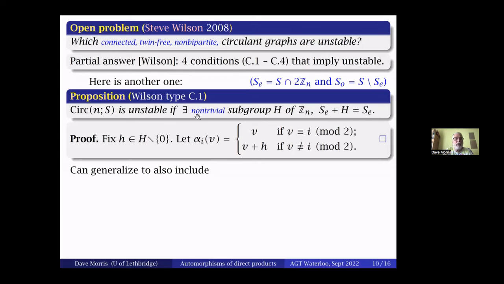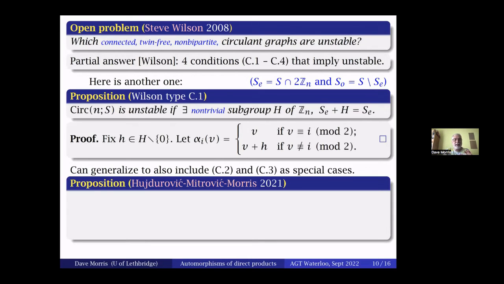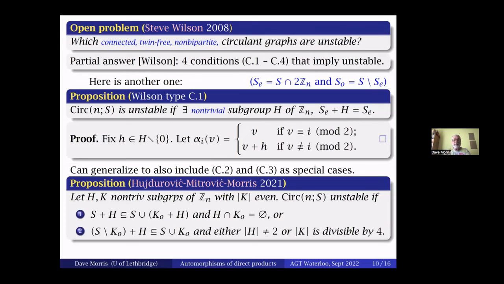Yeah, so this is Wilson's C1. His C2 and his C3 were a little more complicated, but it turns out C1, C2, and C3 can all be combined into something that generalizes all of them. And let me just state that it's not important to understand this, but let me just say it. It's a little more complicated, but you can see it's similar to what we had here.